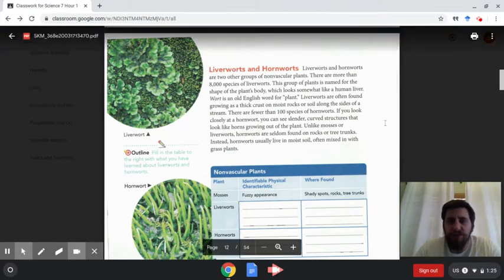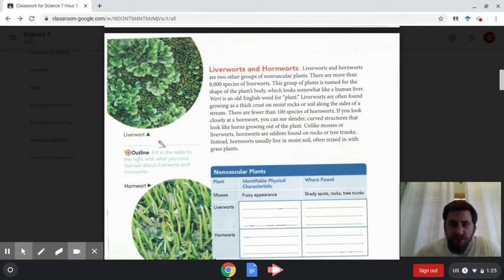There are fewer than 100 species of hornworts. If you look closely at a hornwort, you can see a slender curved structure that looks like horns growing out of the plant. Unlike mosses or liverworts, hornworts are seldom found on rocks or tree trunks. Instead, hornworts usually live in moist soil, often mixed in with grass plants.